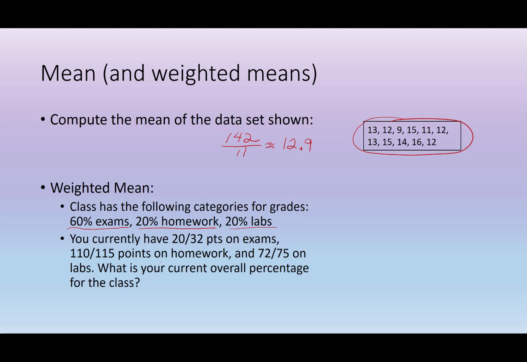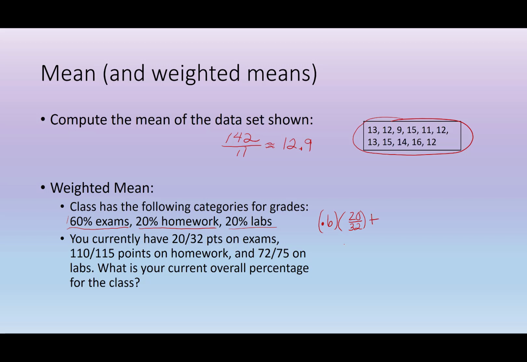But now in order to do the computation, we have to consider these weights along with our scores in each of these categories. So it says that currently you have 20 out of 32 points on exams, 110 out of 115 on homework, 72 out of 75 on labs. What's your current overall percentage for the class? Well, what we need to do is consider the weight. The exams are 60%, so we're going to write that as our decimal. And our current score is 20 out of 32 on the exams.